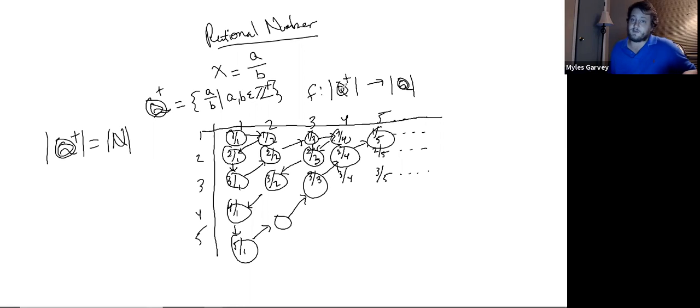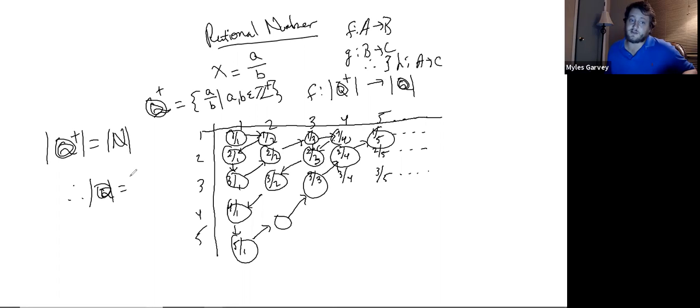And because there's a bijection between these two, therefore, if there's a bijection between A and B, and there's another bijection between B and C, this means therefore there exists a bijection between A and C. That should be pretty straightforward. Well, there's a bijection between these two, and there's a bijection between these two. Therefore, the size of the rational numbers is the same as the size of the natural numbers.